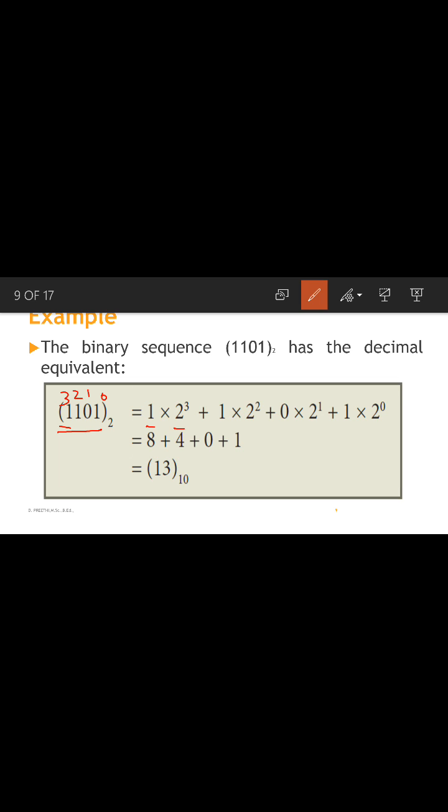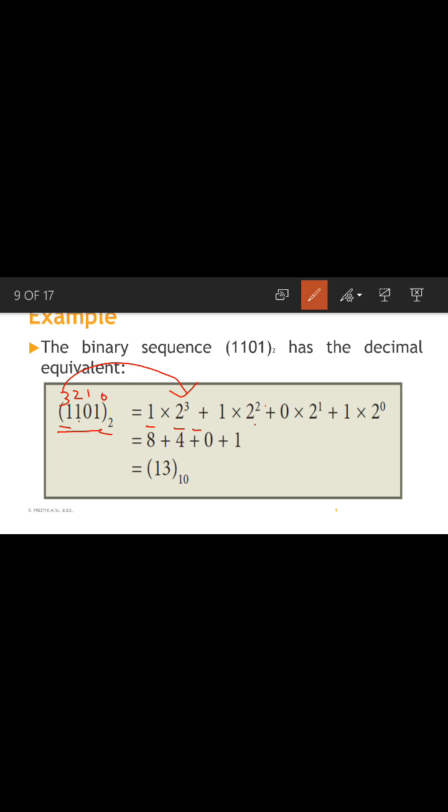So 2 is the base value, then we have to give the power. So the power is from here, the 3. Then plus 1 into 2 power 2, plus 0 into 2 power 1, plus 1 into 2 power 0. So that is equal to 8.